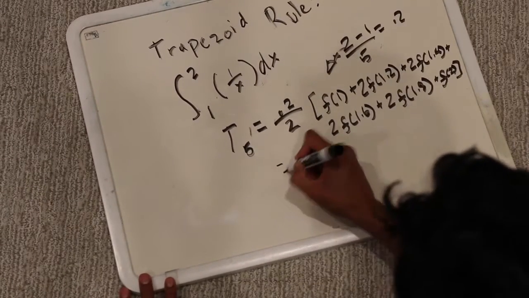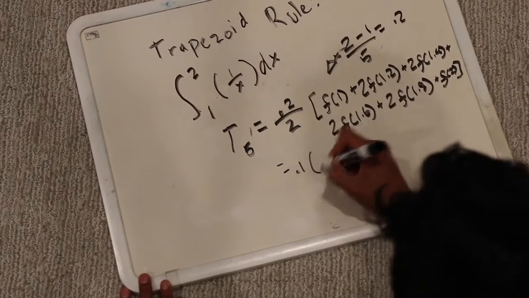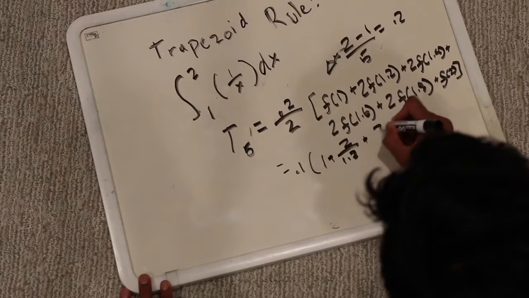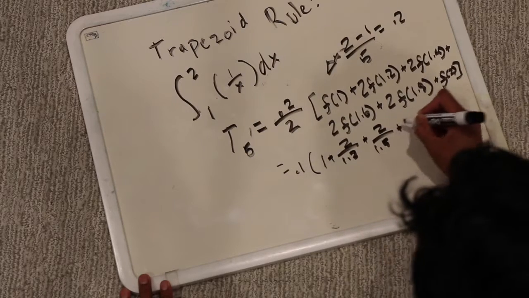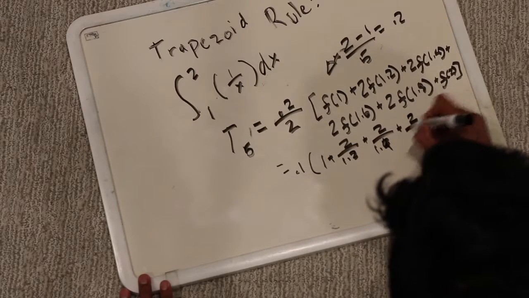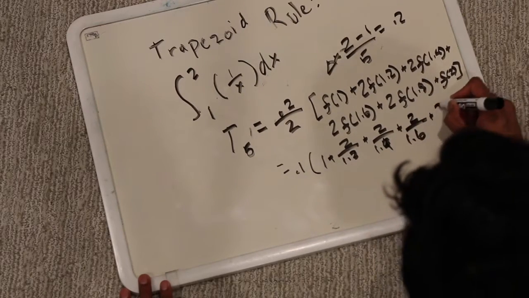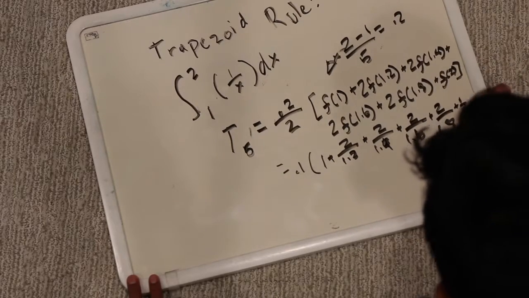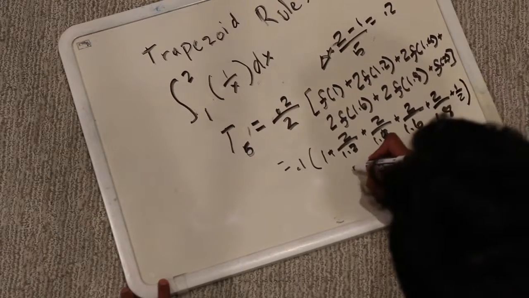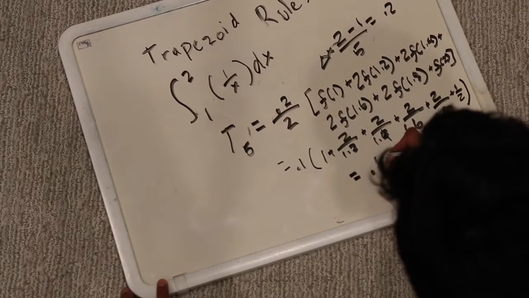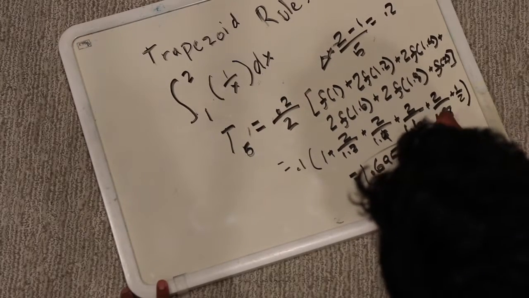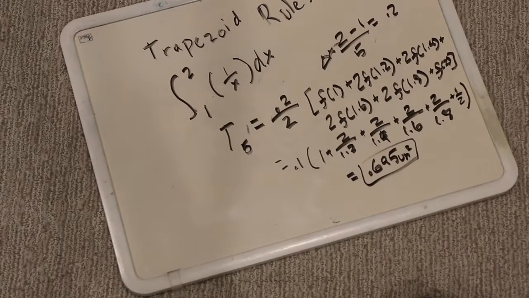So we know that 0.2 over 2 will end up being 0.1. This would just be 1 plus 2 over 1.2 plus 2 over 1.4 plus 2 over 1.6 plus 2 over 1.8 plus 1 over 2, right? And this will ultimately get us to about 0.695. So that will be your answer. And remember, units squared. We are approximating the area, therefore we will need units squared.